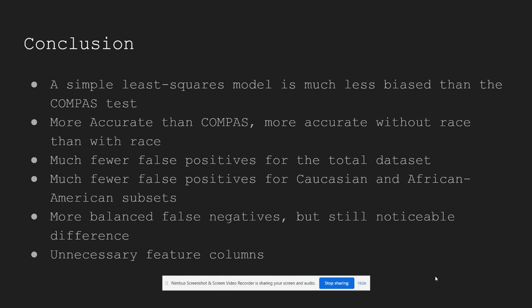So there are also a few unnecessary feature columns we found in the COMPAS data sets, which we think could be avoided, and that could lead to a better accuracy.